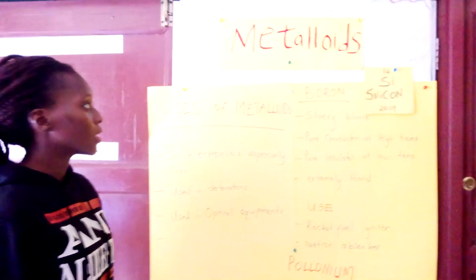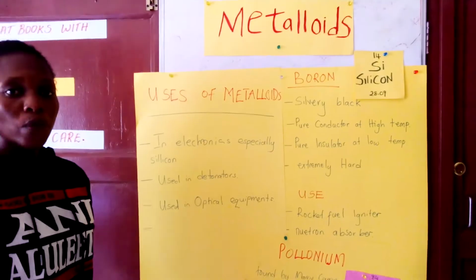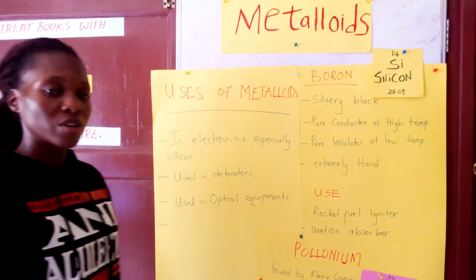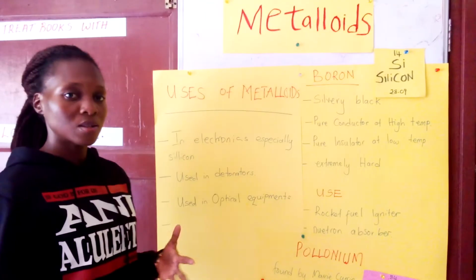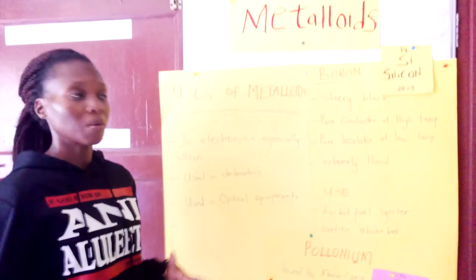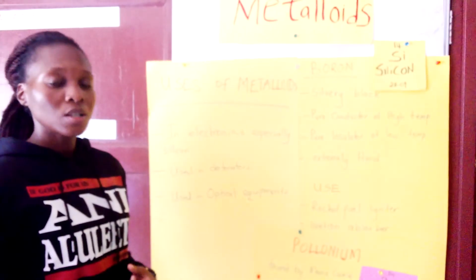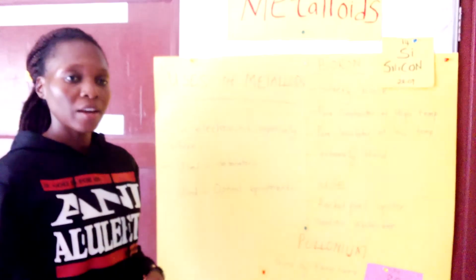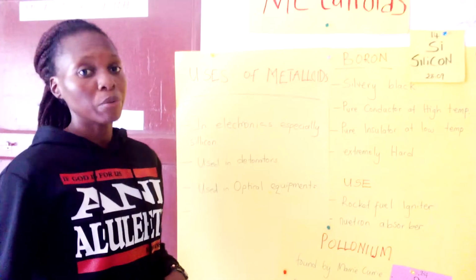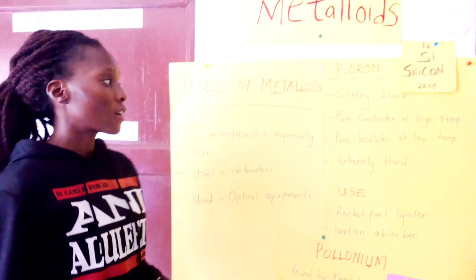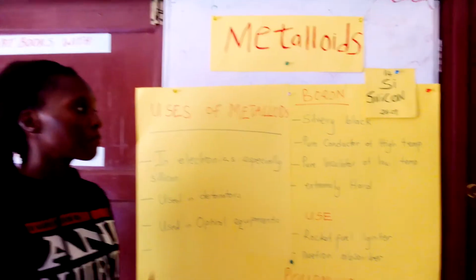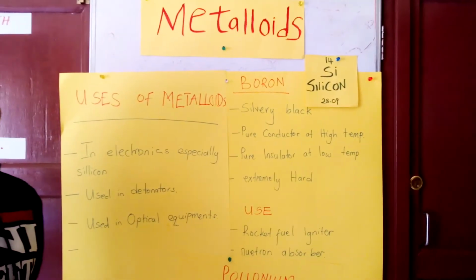On Monday we looked at metalloids, and then we had just the introduction, and then we said metalloids are these elements that are found in between metals and non-metals. They have properties which put them in between. Then we looked at some of the examples, and I remember I gave you an assignment to do with boron. We looked at the characteristics, and we said they are averagely less dense compared to the metals.